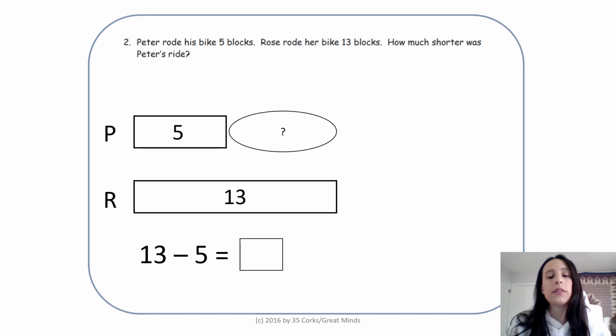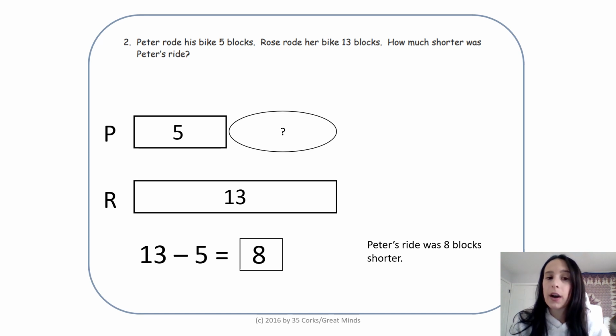13 minus 5 equals unknown. You can solve this however you would like, and we get the answer 8. But I'm not done writing. Peter's ride was 8 blocks shorter. That answers my question, how much shorter was Peter's ride?